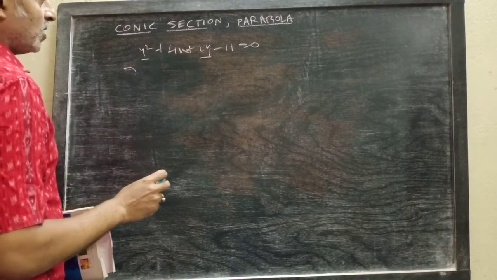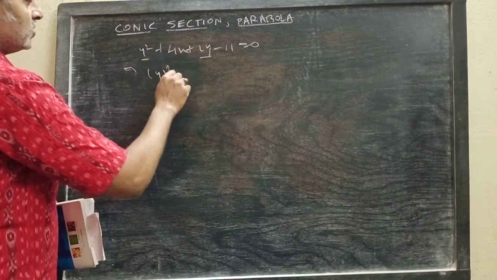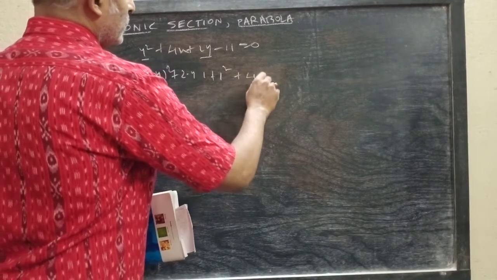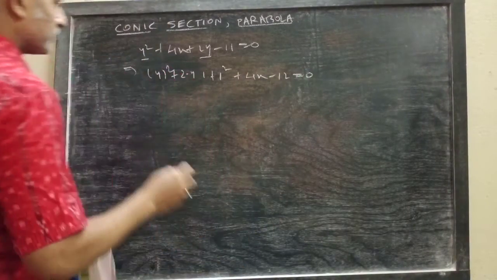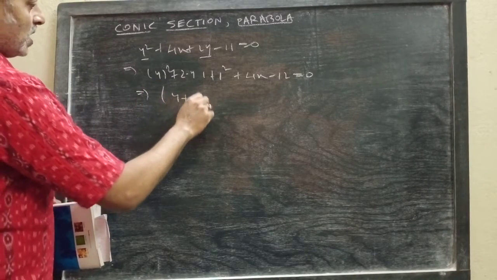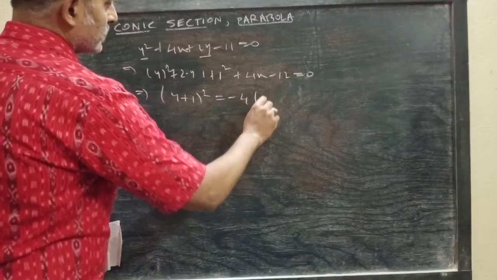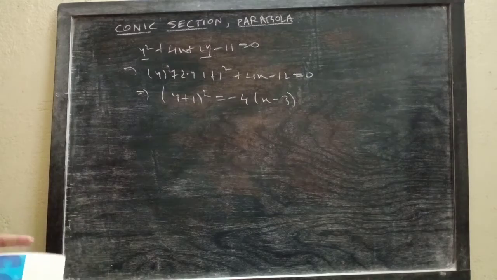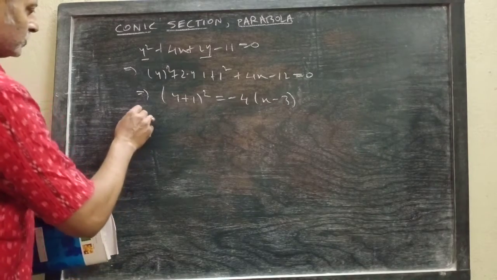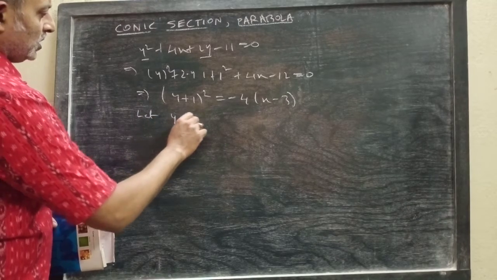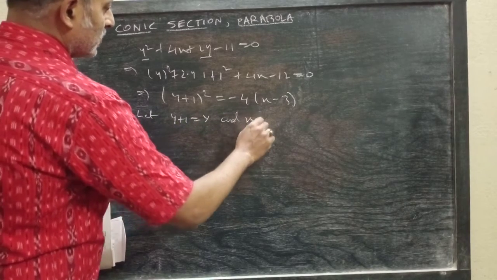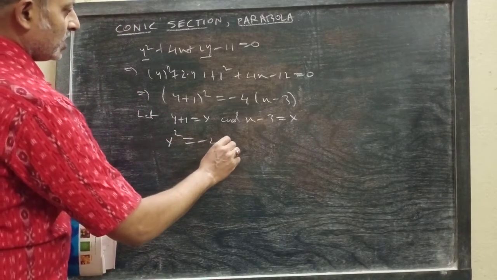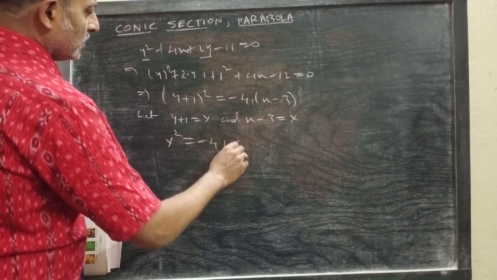Using y square and 2y, we have to make a square. Y square plus 2 into y into 1 plus 1 square. Then I can write 4x minus 12 equals 0. This will be y plus 1 whole square equals minus 4 into x minus 3. Now, let y plus 1 equal to Y and x minus 3 equal to X. Then it becomes Y square equals minus 4 into 1 into X.